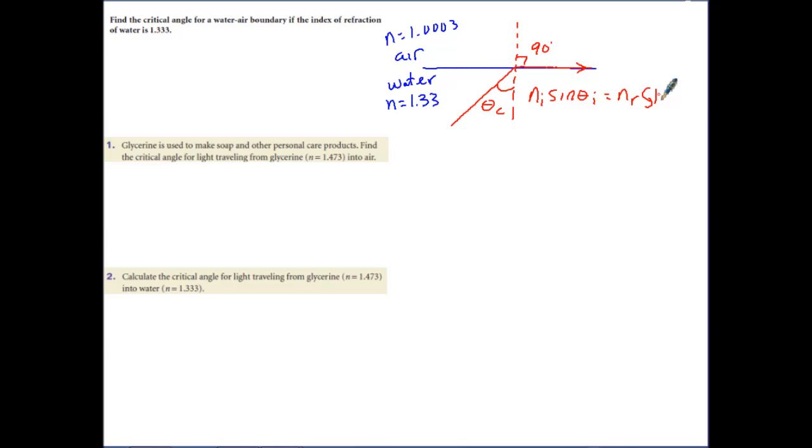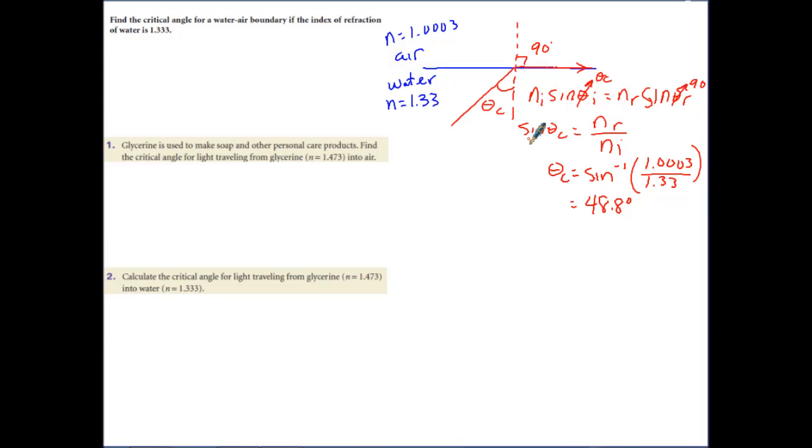Snell's law of refraction. So Ni sine theta i is equal to Nr sine theta r, and again we're going to let this be theta critical, and we're going to let this be 90 degrees. So the sine of theta critical would be equal to Nr over Ni. And so theta critical would just be the inverse sine of the refracted index, 1.0003, over the incident index, 1.33. So we can calculate that, and I'm getting about 48.8 degrees. So that's the critical angle for the water-air interface.